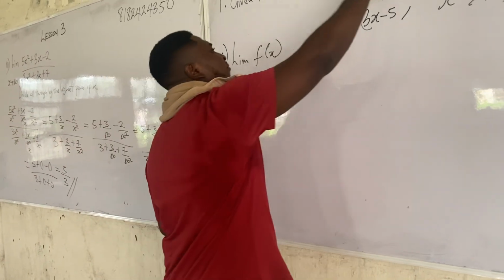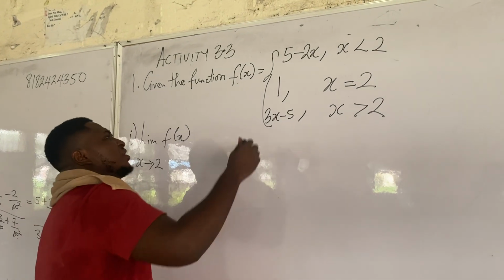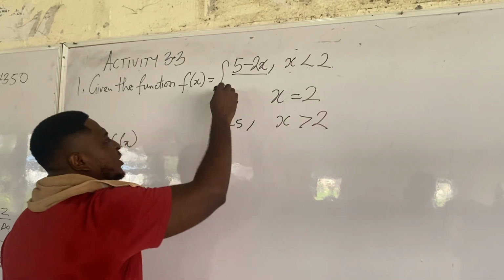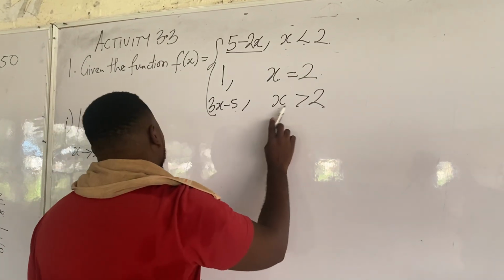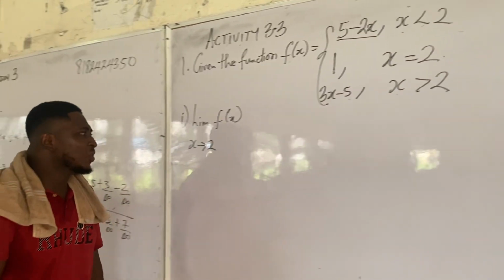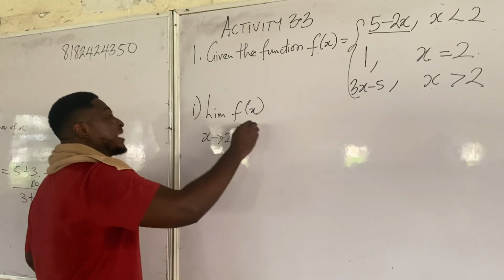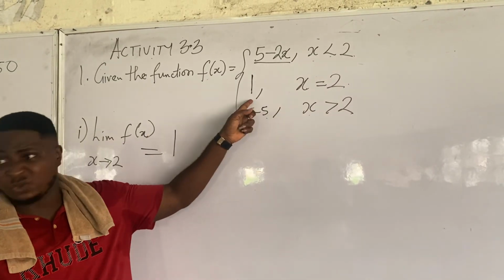They give us 3 different functions of x with conditions. That means we have to use 5 minus 2x if x is less than 2, we have to use 1 if x is equal to 2, and we have to use 3x minus 5 if x is greater than 2. So class, they said find the limit of f of x as x tends to 2. Without solving, my answer is 1, because when x equals 2, f of x is 1.